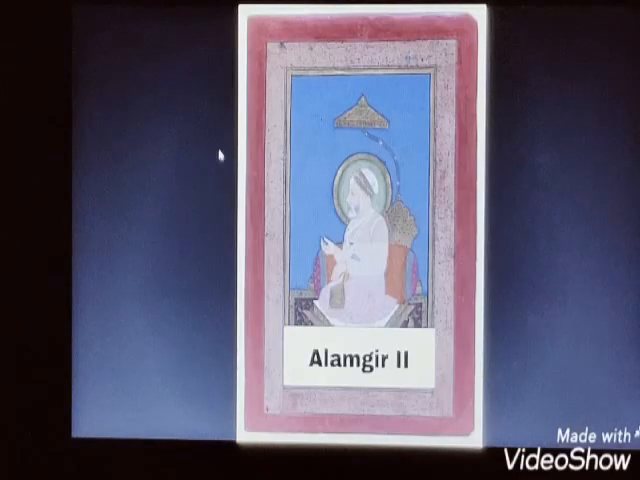Alamgir II was born on 29th November 1759. He was the Mughal Emperor and the son of Jahandar Shah. He was the only ruler during whose time the British established their foothold in Bengal, by defeating Siraj-ud-Daula, the Nawab of Bengal.